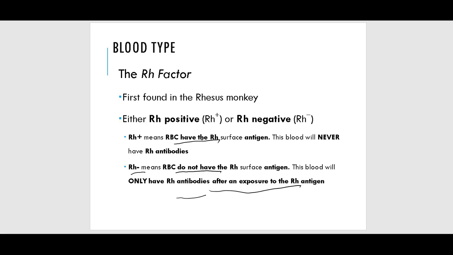This happens when an Rh negative woman gives birth to an Rh positive baby. This also happens if a transfusion occurs and the blood types are not compatible. If you give an Rh negative person blood that's Rh positive, then they have exposure to that Rh antigen, and at that point, their blood will start making antibodies against that antigen.